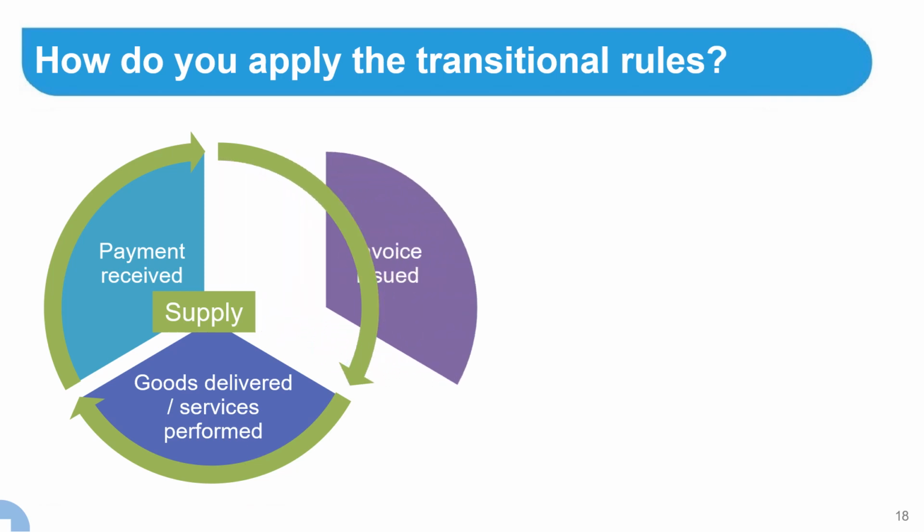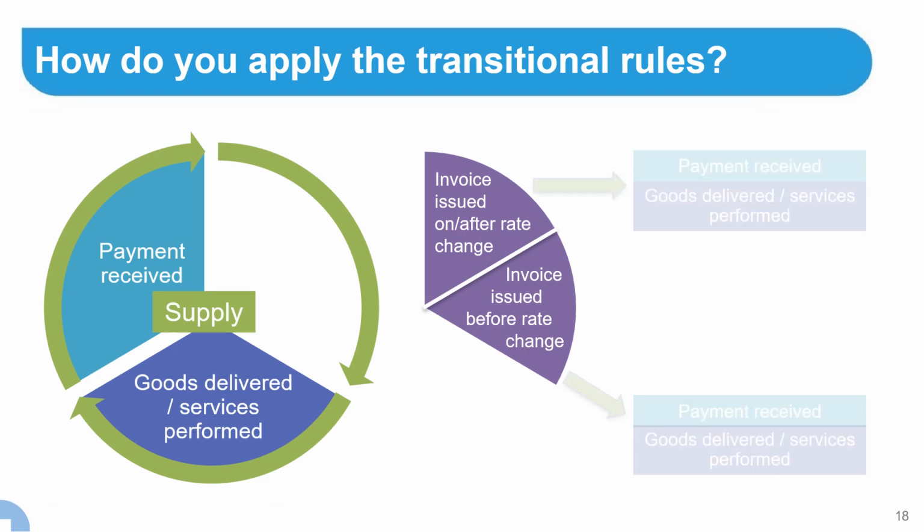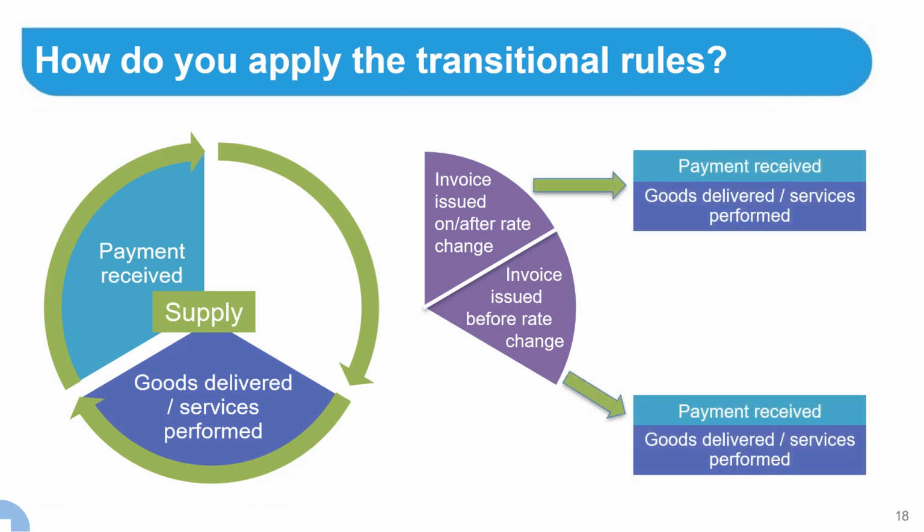The application of the rule is best explained starting with the invoice. Businesses may issue an invoice on or after the rate change date or before the rate change date. For each of these situations where an invoice is issued, we need to determine the timing of the other two events, that is, payment and delivery of goods or services, to determine the correct GST rate to apply.